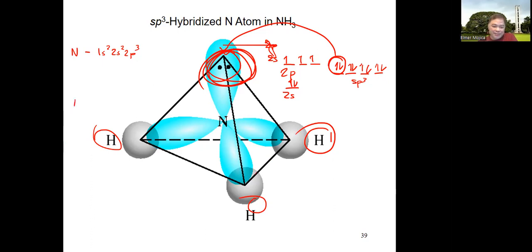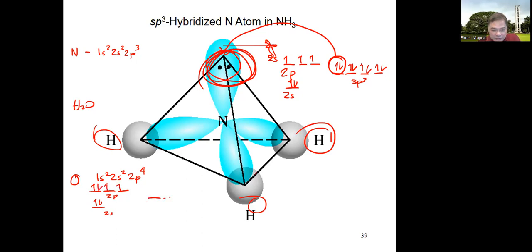How about water? So anong ano dyan? Oxygen, right? So ano yung electron configuration ng oxygen? 1s2, 2s2, 2p4. That's 4. So if you're going to do that, again, meron kang ganito, 2p, 2s. So meron kang ganyan, ngayon, dito.